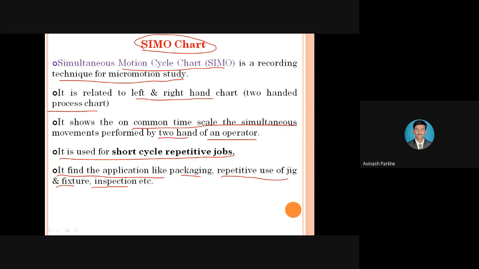Therefore this Simo chart is also related to the two-handed process charts, in which the movement of the left hand and the movement of the right hand are also recorded. Also, this Simo chart is useful for short cycles and repetitive jobs. Whatever operations we are completing in minimum time, in that case the Simo chart is used. Also whatever repetitive movements take place by the left hand or the right hand are recorded by using these Simo charts.